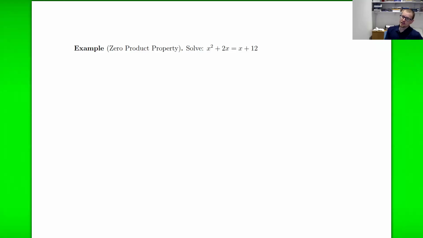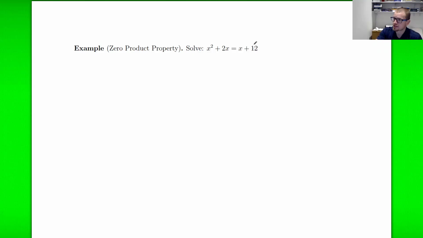Welcome. We'd like to use the zero product property to solve a quadratic equation. In order to solve this equation, we're going to work towards getting everything on one side of the equal sign, right? So essentially a bunch of stuff, that quadratic second order polynomial, equal to 0.